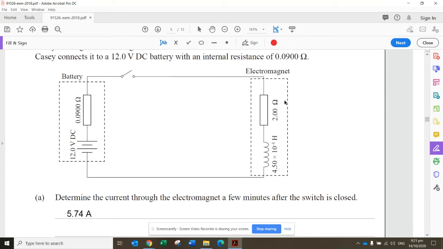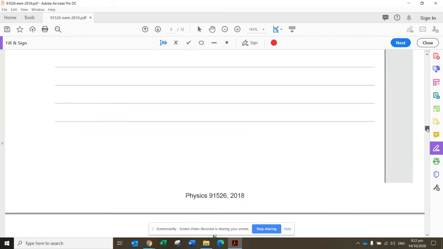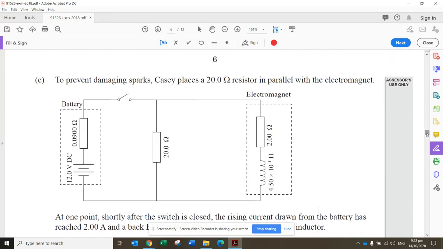So it's shown as 1 unit. It's connected to a 12-volt DC battery with a 0.0900 ohm internal resistance. And then if I just scroll down. Okay, so when she opens the switch, if this wasn't there, there'd be a spark. So to prevent sparks, she has this resistor in parallel with the electromagnet.